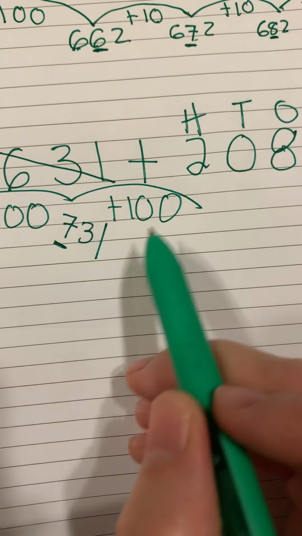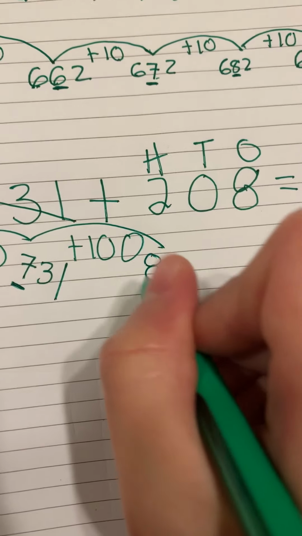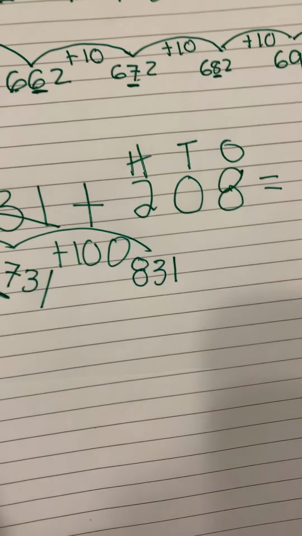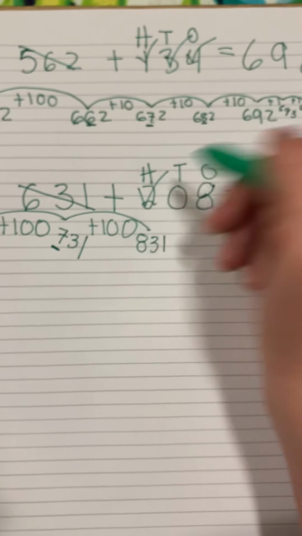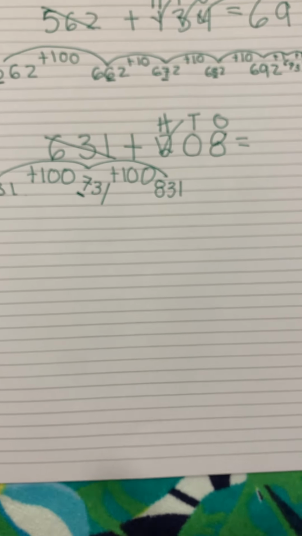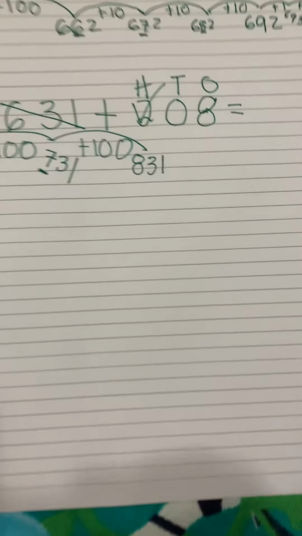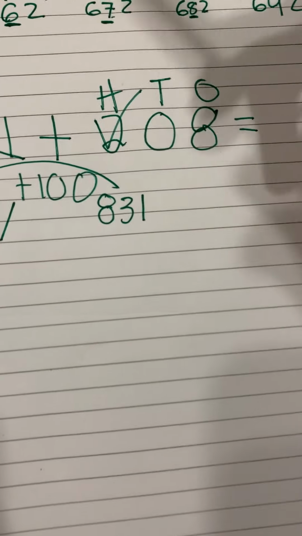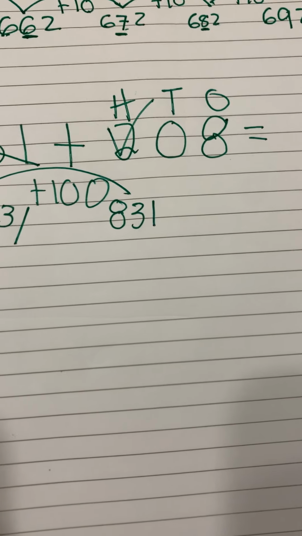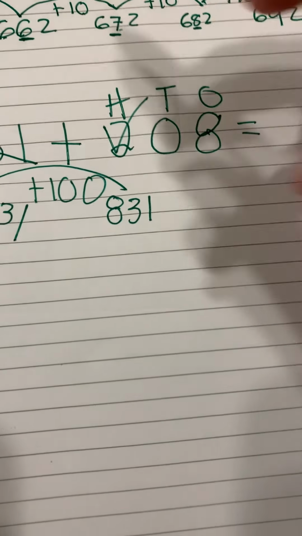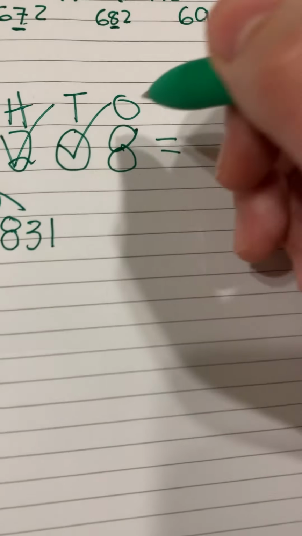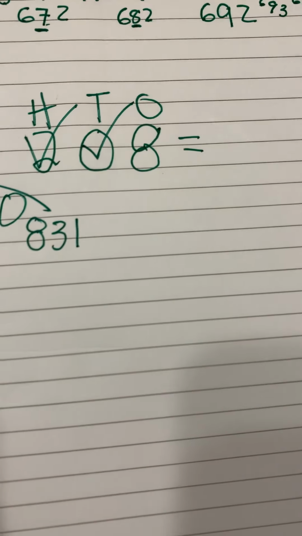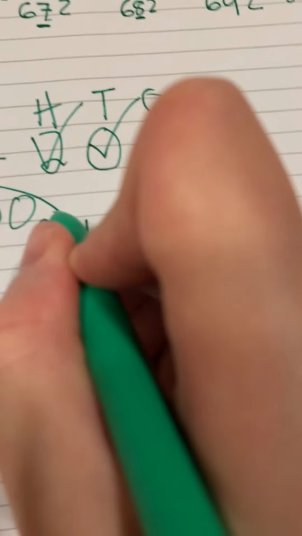So 731 plus 100 more is 831. Since we added the 200 jumps, we are going to check off the hundreds. Now let's go ahead and look in the tens. Since there was a 0 in the tens place, that means we don't need to add any tens. So go ahead and check that off. Now we're going to focus in the ones place. Since there's 8 ones, we're going to do 8 little one jumps.